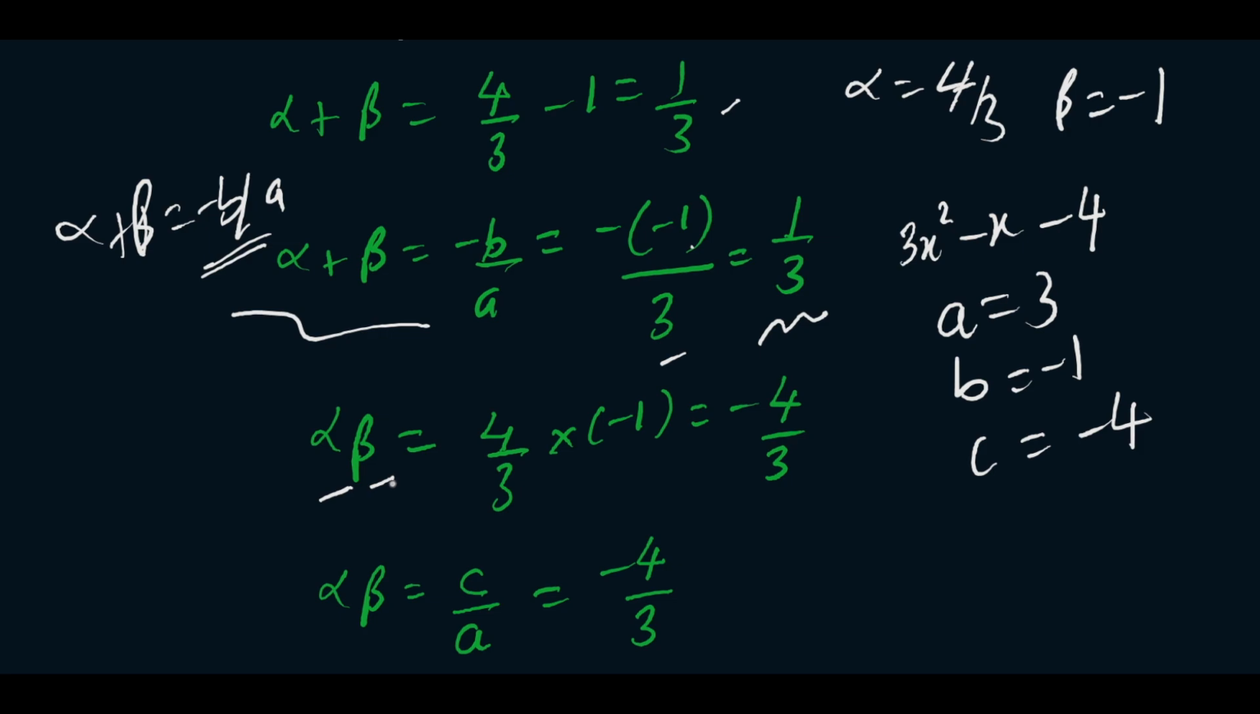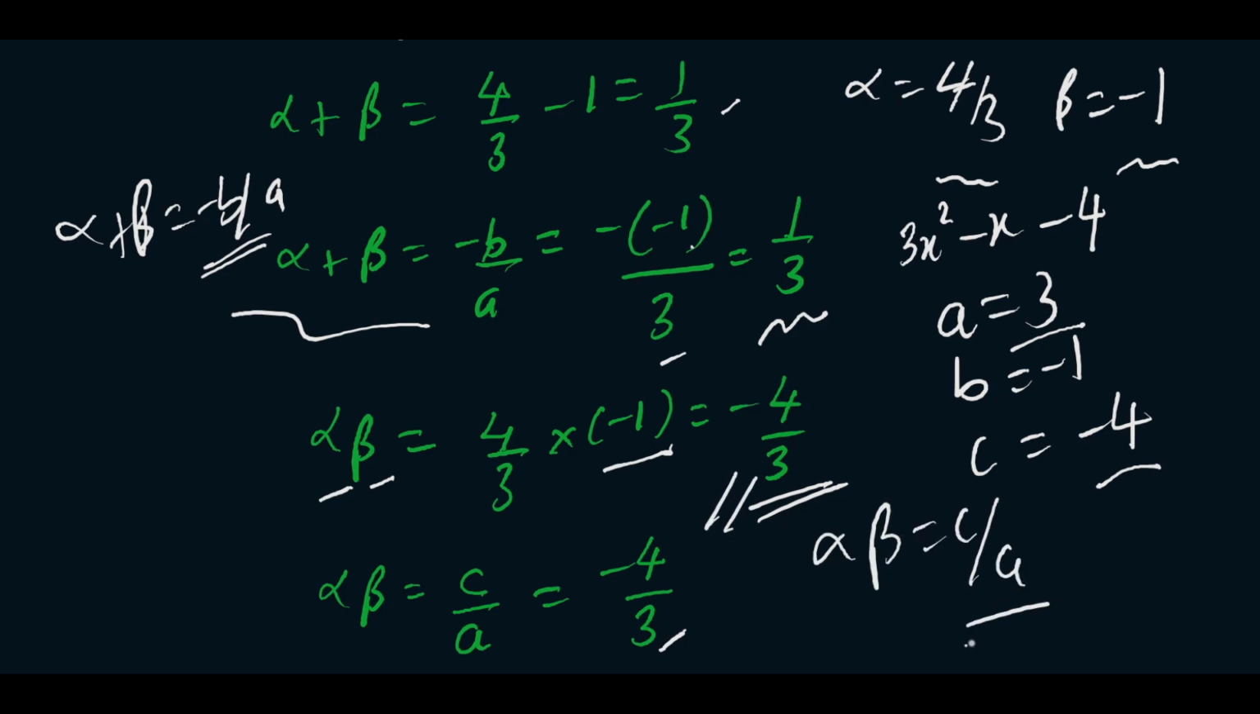Now alpha times beta is equal to 4 by 3 multiplied by minus 1. Alpha is 4 by 3, beta is minus 1. So it is 4 by 3 multiplied by minus 1, which is minus 4 by 3. And the value of c by a, where c is minus 4 and a is 3, is minus 4 by 3. So these two values are equal and alpha beta is equal to c by a.